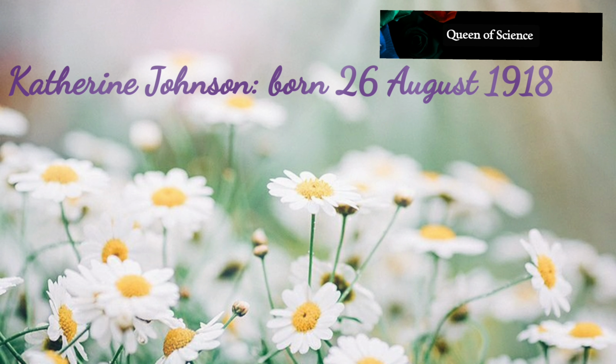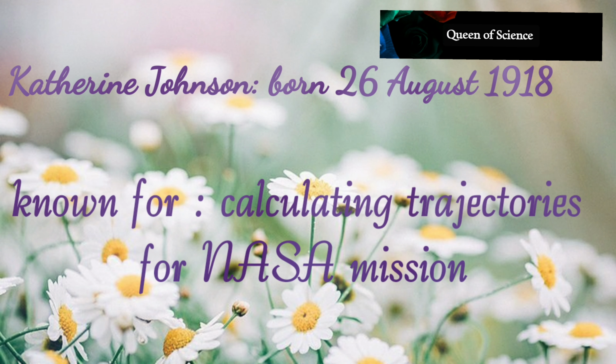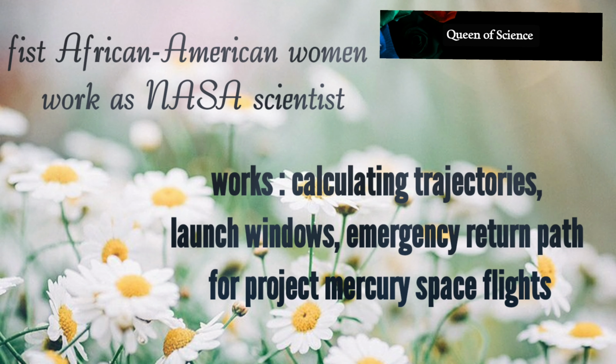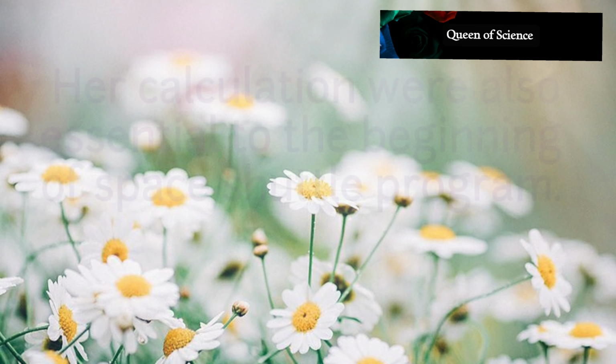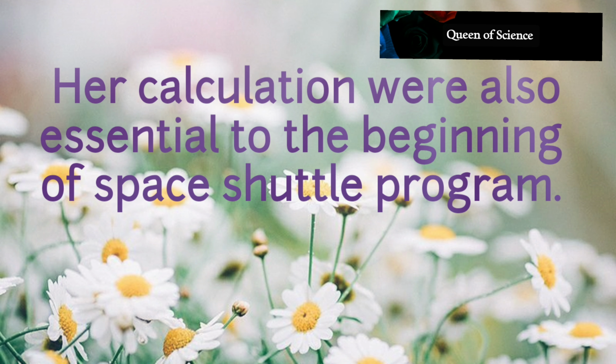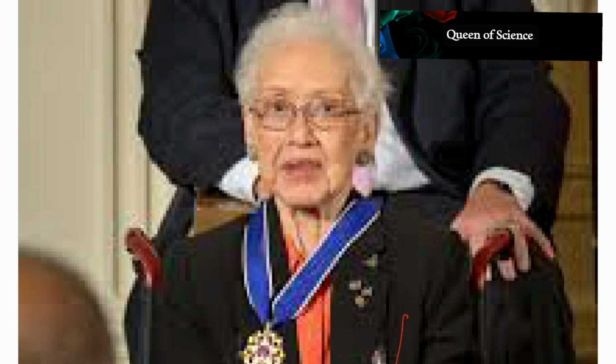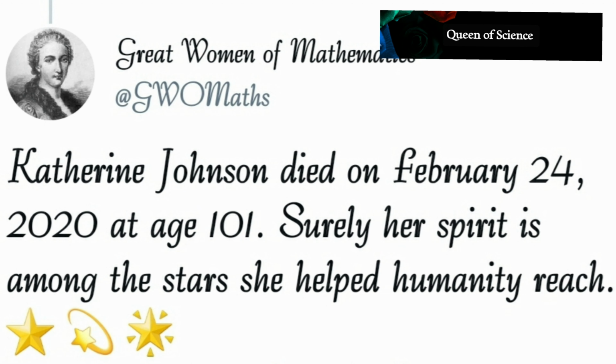Let's see about the mathematician Katherine Johnson. Born on 26 August 1918, she is known for calculating trajectories for NASA missions. She is the first African American woman who worked as a NASA scientist. Her work included calculating trajectories, launch windows, and emergency return paths for Project Mercury. Her calculations were also essential to the beginning of the space shuttle program. She got many awards, and she died on February 24, 2020 at the age of 101.